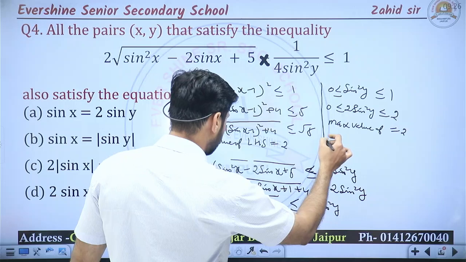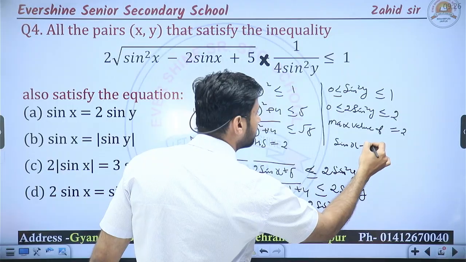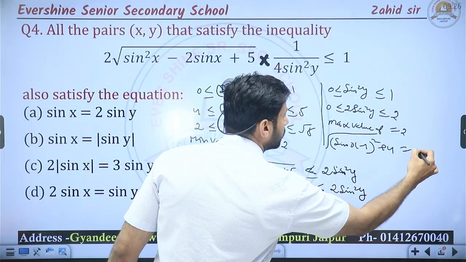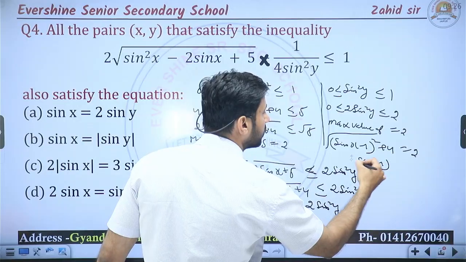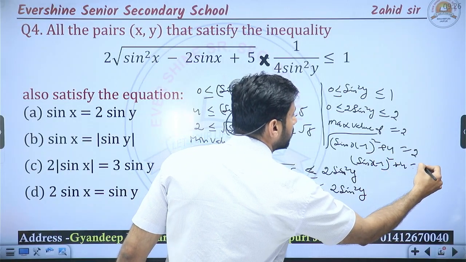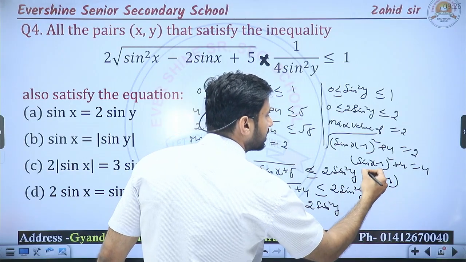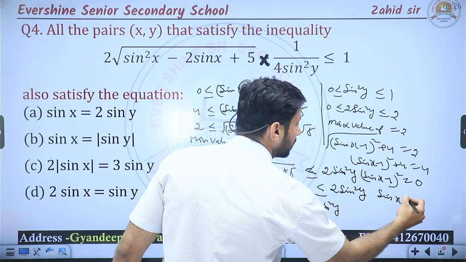So this one, (sin x minus 1) whole square plus 4 equal to 4, which gives (sin x minus 1) whole square equal to 0. So sin x equals 1.